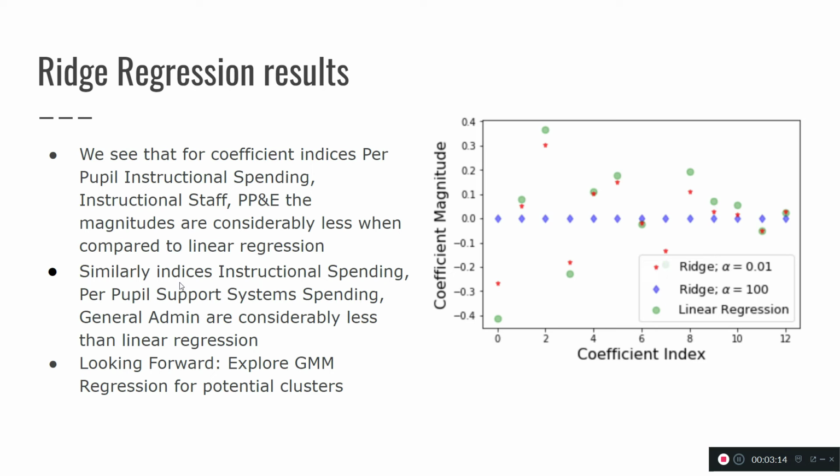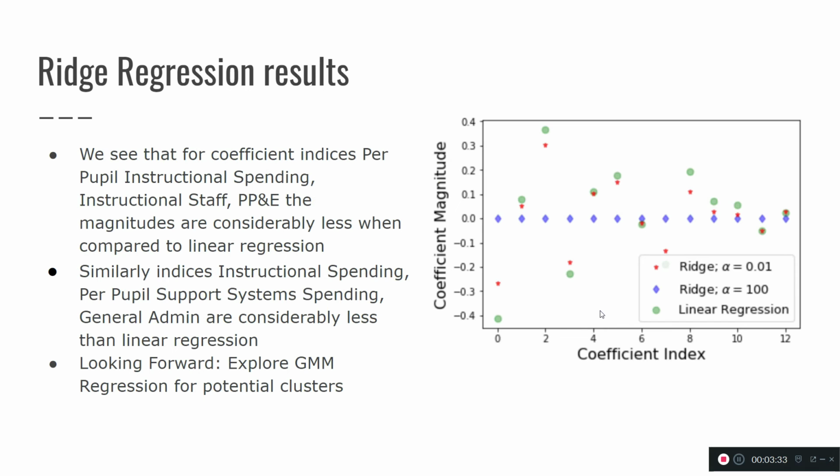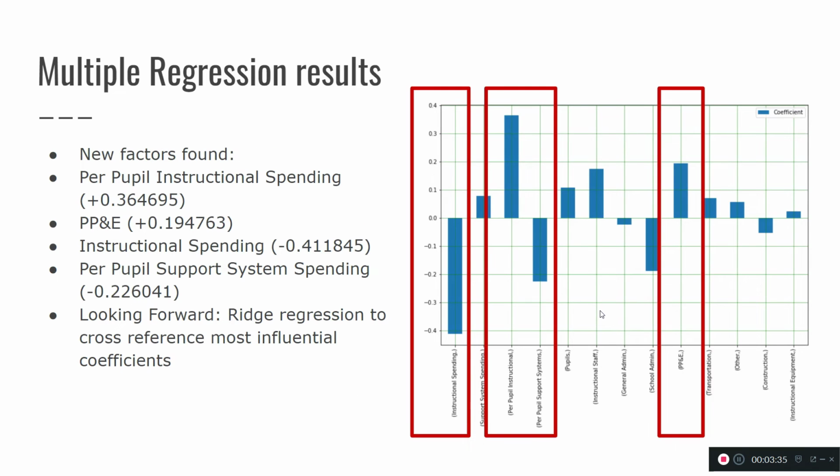And indices such as instructional spending per pupil, support system spending, and general admin are also considerably less. So in general, it's going to make your things less, but we see the same kind of trend in this as with our other multiple linear regression. And so we get similar results here, with multiple linear regression performing slightly better.